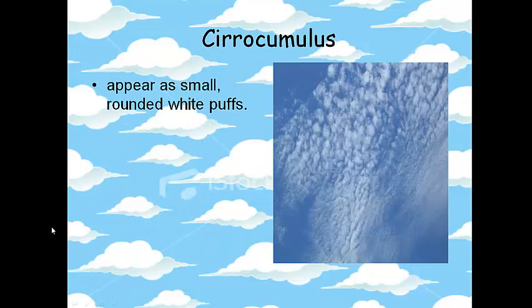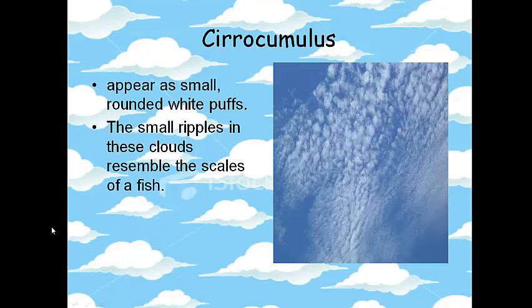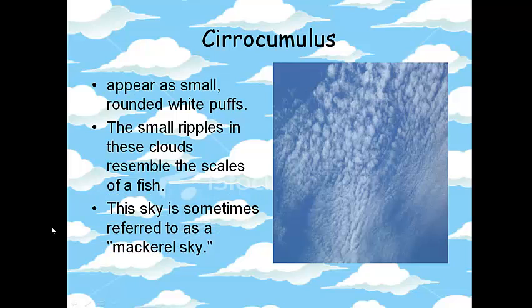Cirrocumulus are small, rounded, puffy white clouds. These small ripples in the clouds resemble the scales of a fish. This sky is sometimes referred to as a mackerel sky because of that fish-like scaly quality.